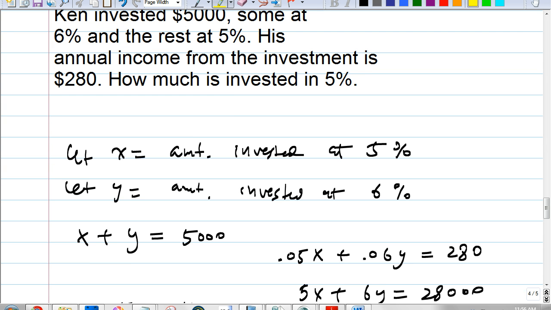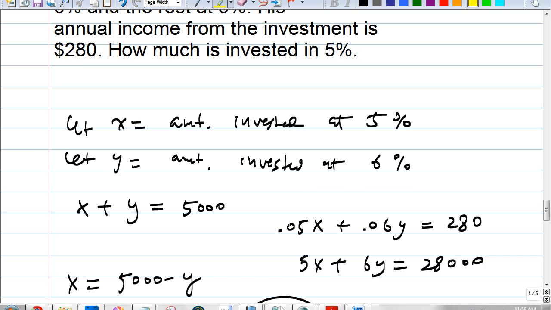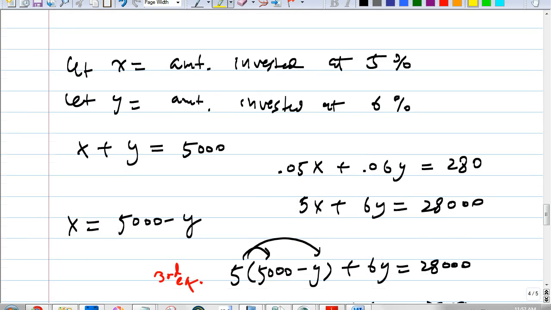And do you think I should solve for X or Y using the first or the second equation? First equation, obviously. Okay, so go ahead. Who could tell me the third equation that we get using the substitution method? Tina? 5 times (5,000 minus y), in parentheses, plus 6y equals 28,000. That's right. Here's my third equation. Everybody okay with that? Go ahead, solve.